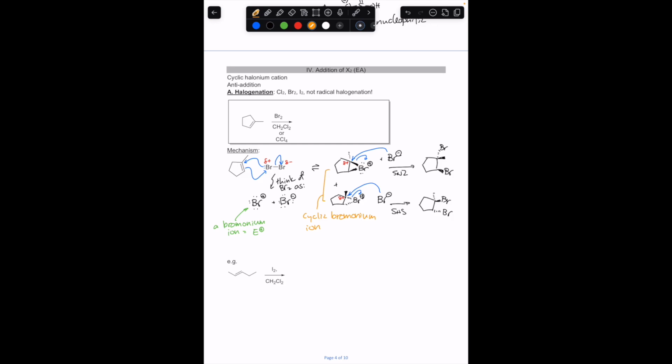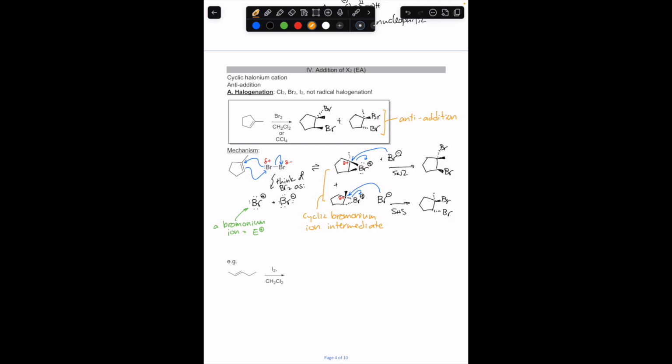Or more generically, cyclic halonium cation. Now, as far as summarizing what the product is, we might say the bromide can come from that face or the front face, like so. But either way, these two, I want you to notice, are anti-addition product.